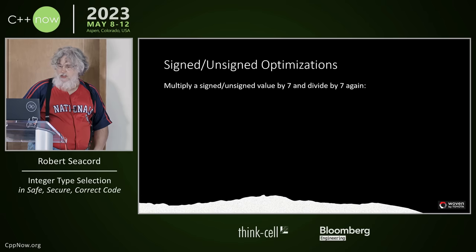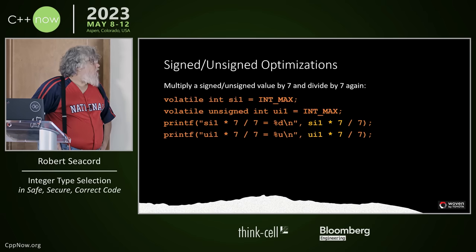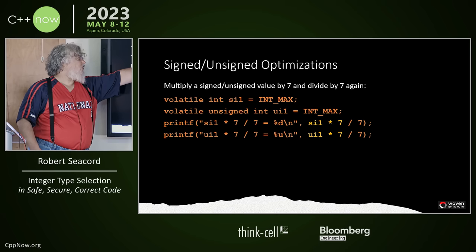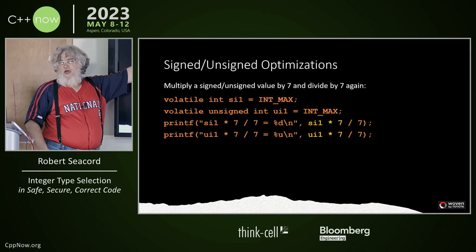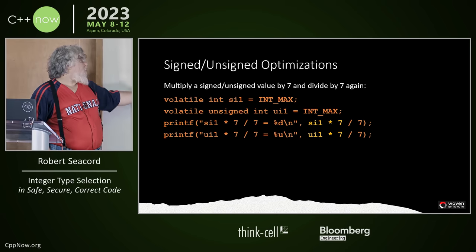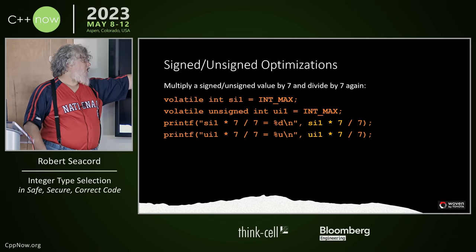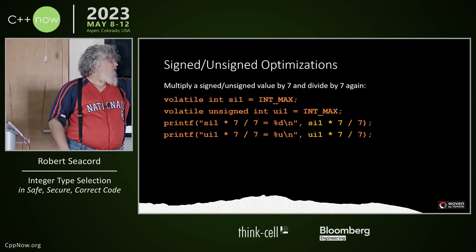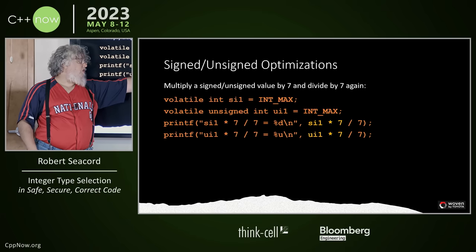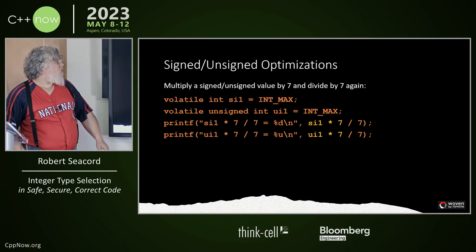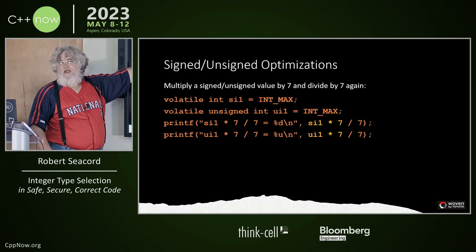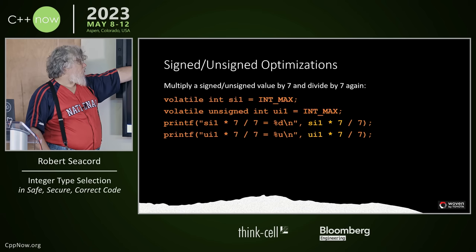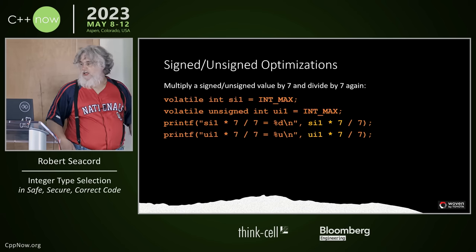So looking at optimizations, here we've got a signed int and an unsigned int, and I give them both a large value, okay? Then we've got a printf here, and we're just going to take this large value and multiply it by 7 and divide by 7. It's pretty obvious that that's not going to be representable, right? We do it with signed and we do it with unsigned.